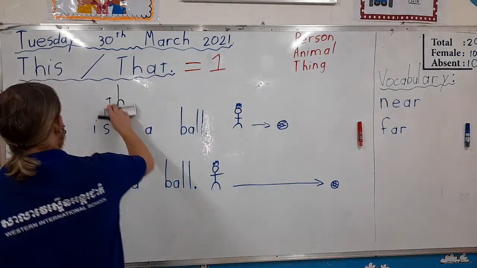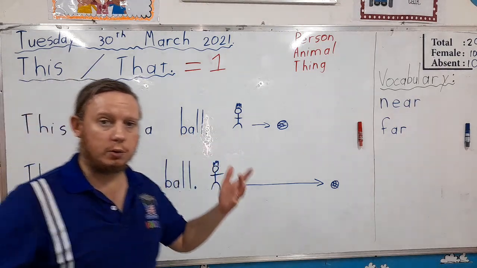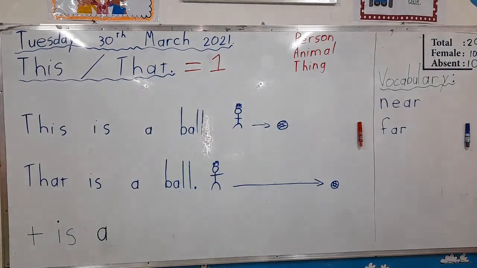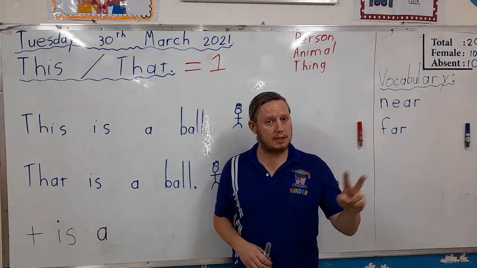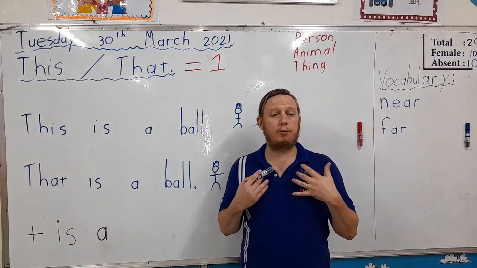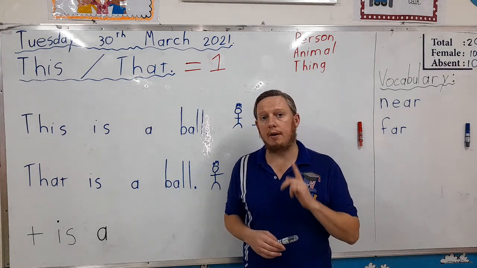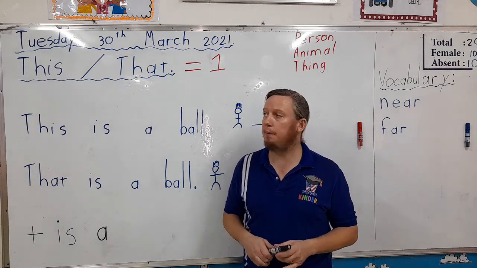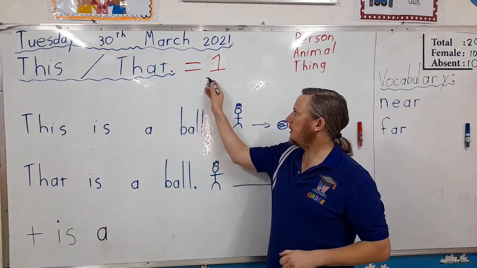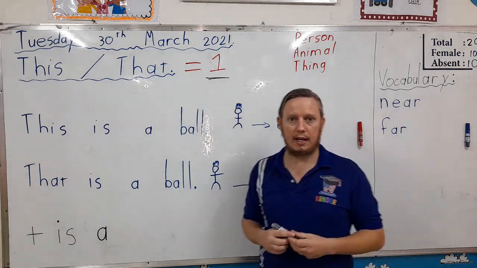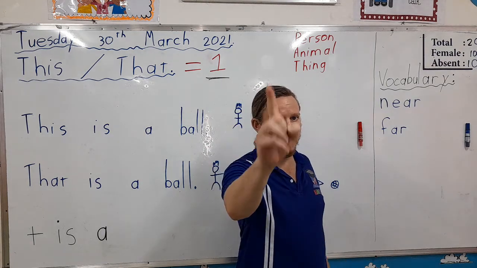So let me erase this quickly. The first rule about using this and that, let me just make sure my camera's correct, is that when we see the word this, or when we see the word that, we're only ever allowed to use it to speak about one thing. This and that simply helps you to remember one.